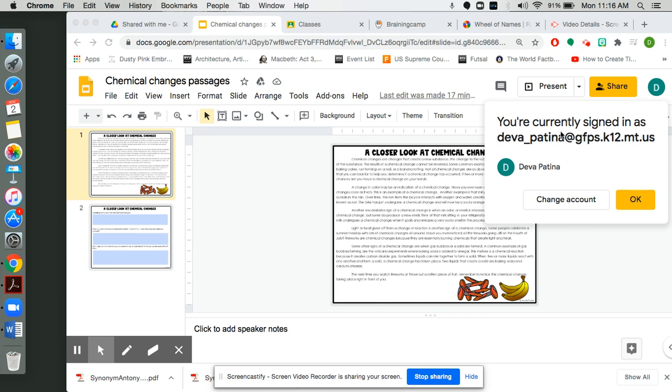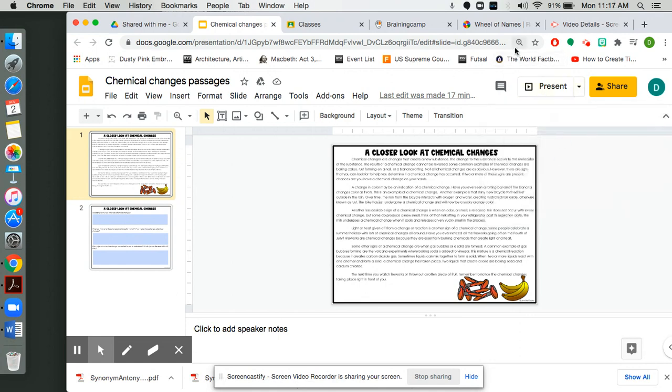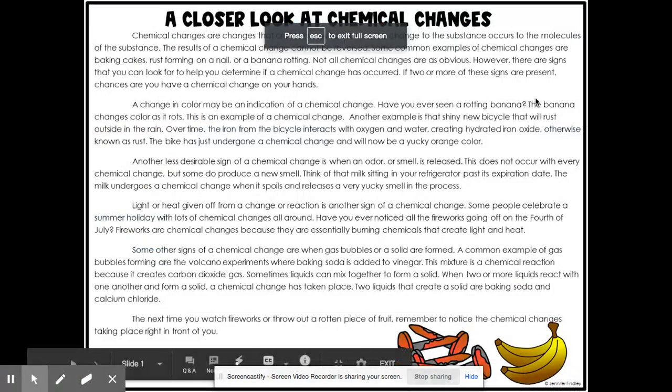Right, today's reading assignment kind of has to do with what we've been learning about for science. So I'm going to go ahead and, when I'm reading this passage to you, I'm going to click the present button, and you can do that on your Chromebook as well to make it bigger for you to see. This passage is titled A Closer Look at Chemical Changes.